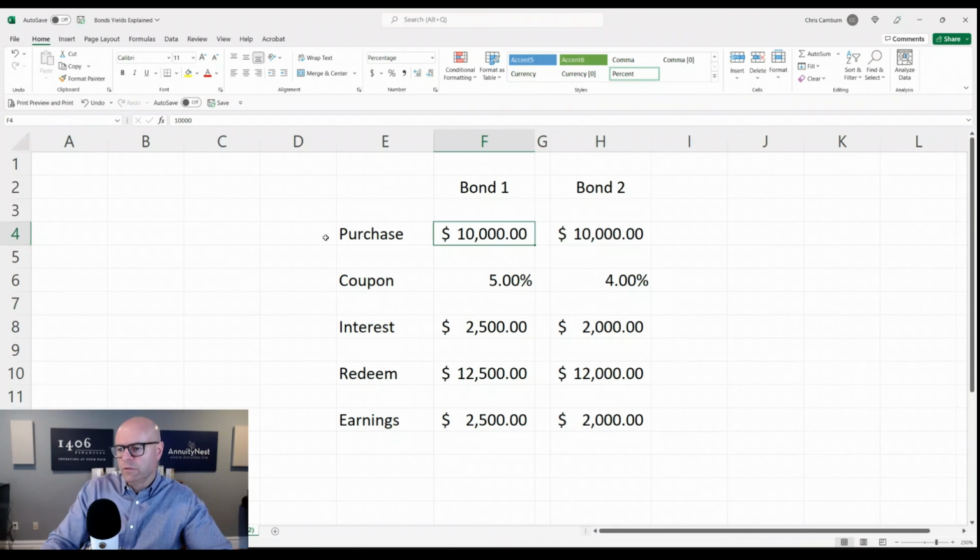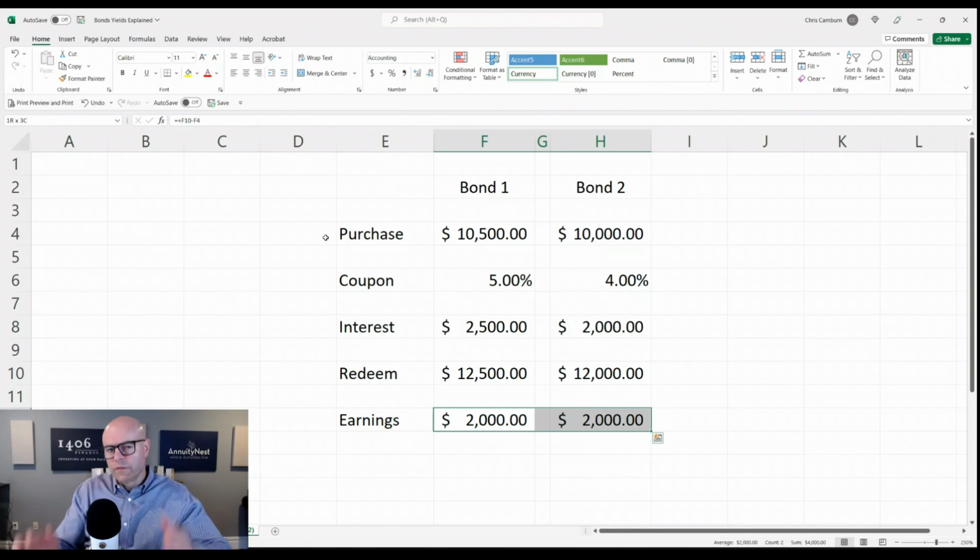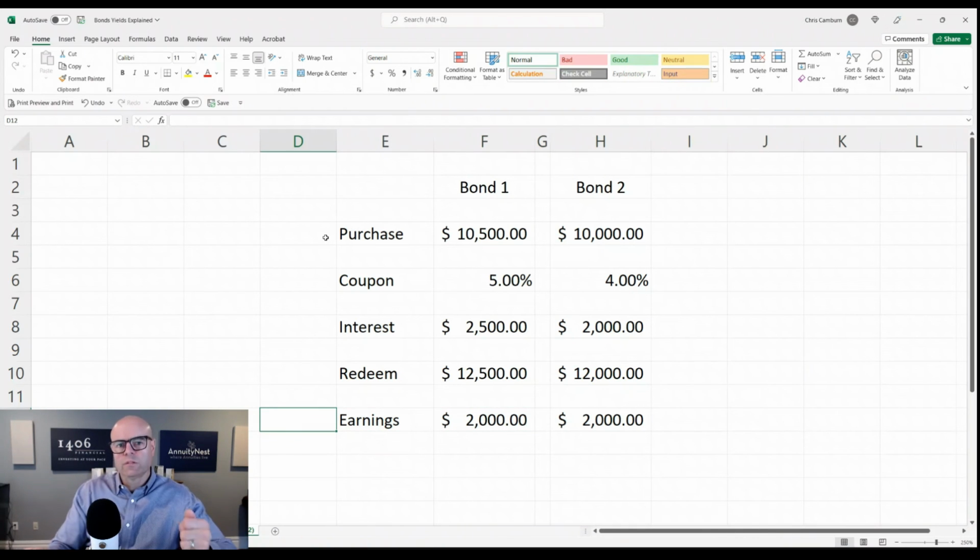So you're not going to let them do that. The price of your bond is going to increase so that the total earnings for the remainder of the time period of your bond matches what the marketplace is currently offering. So that's why as yields go up, bond prices go down. And as yields go down, bond prices go up.